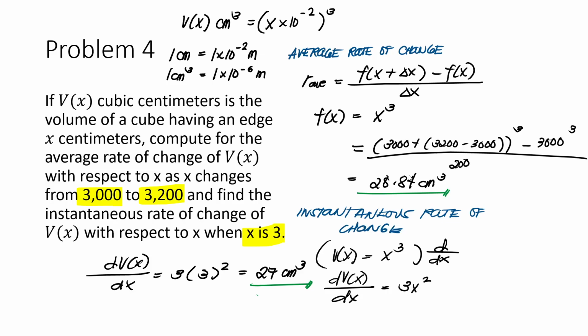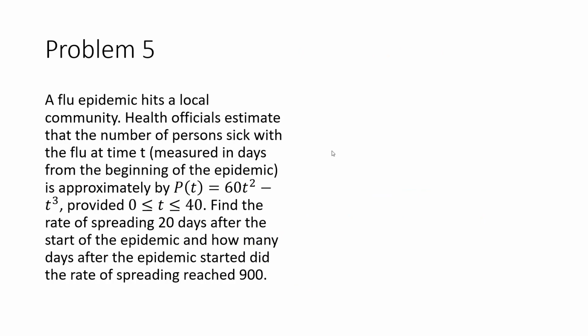Okay, so next, we have problem number 5. A flu epidemic hits a local community. Health officials estimate that the number of persons sick with the flu at time t, measured in days from the beginning of the epidemic, is approximately p of t equal to 60t squared minus t cubed, provided that t is greater than or equal to 0 and less than or equal to 40. Find the rate of spreading 20 days after the start of the epidemic, and how many days after the epidemic started did the rate of spreading reach 900?